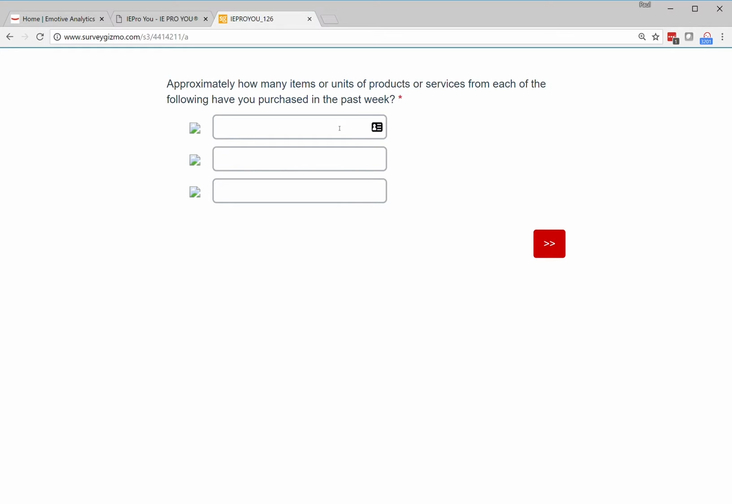Here was one of the outcomes questions. Approximately how many items or units of products or services from each of the following have you purchased in the past week? I don't have them here, but you'll see them in the survey. Each of the logos or the representations of your SOIs will be here. So picture Jack in the Box, Kentucky Fried Chicken, and Subway here. And I'm just going to put in numbers. So let's say I did 5, 6, and 3 for each of those.